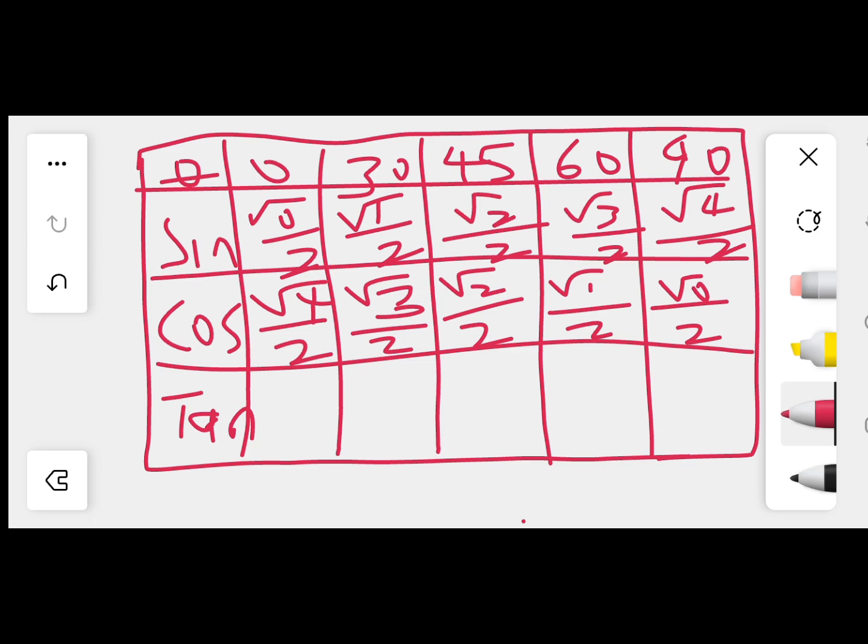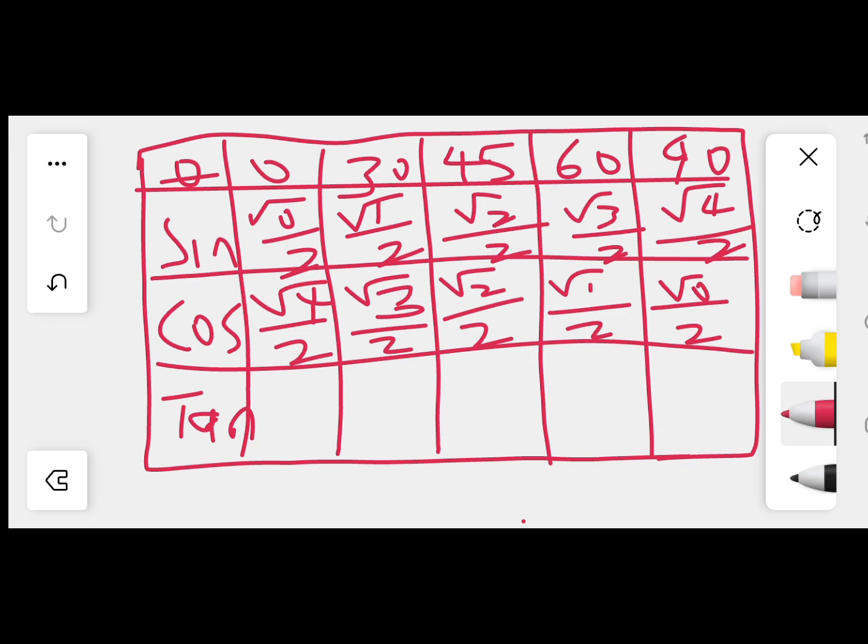And if you come to sine 0, 0 divided by 2 is 0. When you divide 0 by any number, it's going to give you 0. So sine 0 is 0. If you press cos 90 on your scientific calculator, your answer will be 0. All right. So now let's go further for tangent, for the tan.